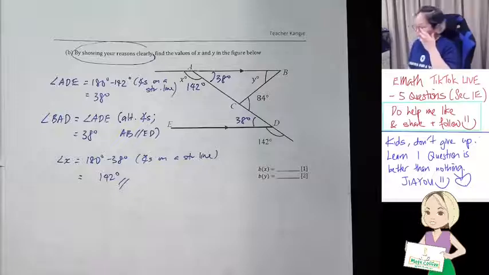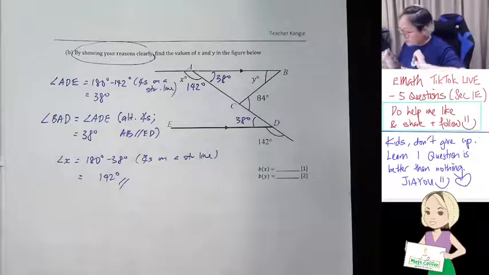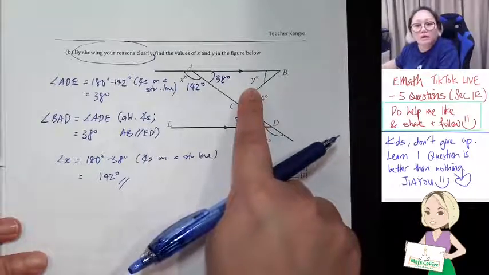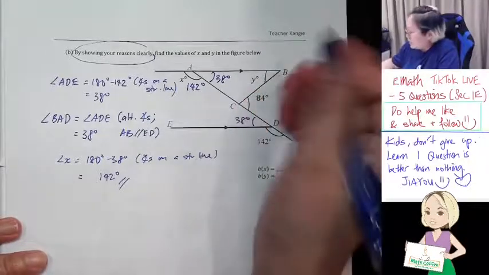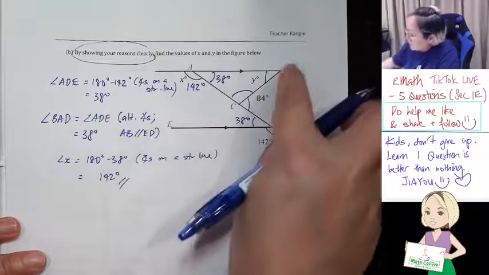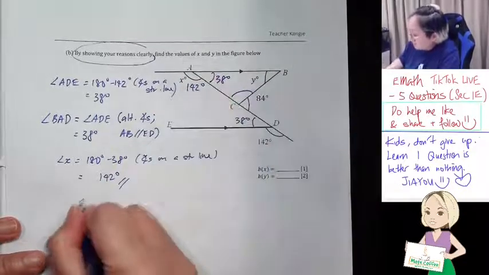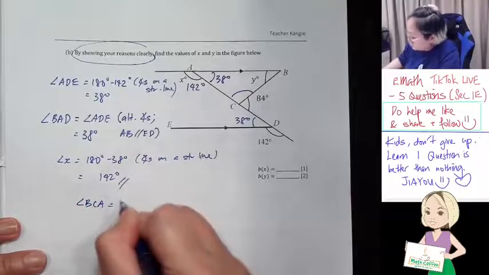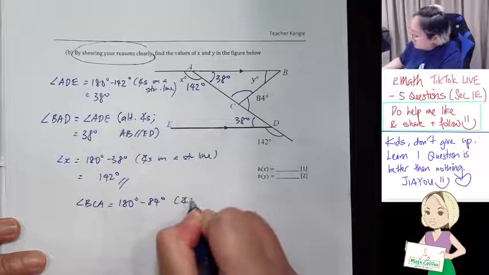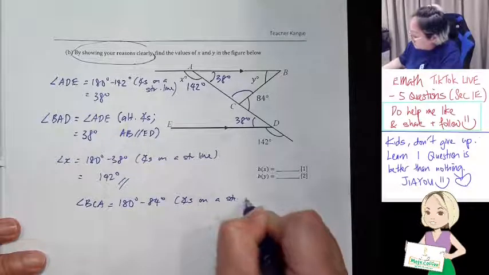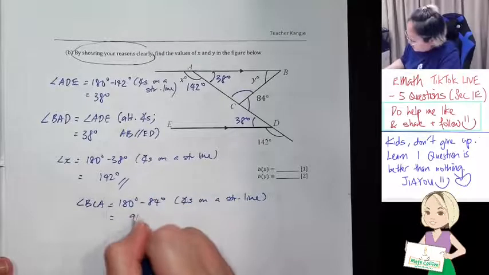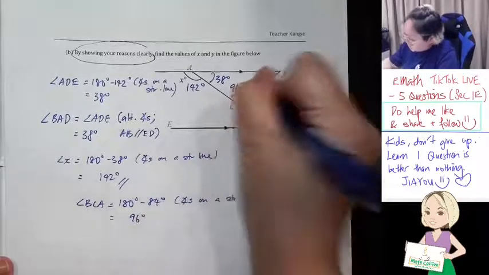Okay, thanks, Giselle. Okay, then after that, lastly, we want to solve y, right? Okay, this one, you see, remember we have 84, right? So you will say angle BCA is equals to 180 minus 84. Why do you do this? It's because it's angles on a straight line. So you will get 96 degree.